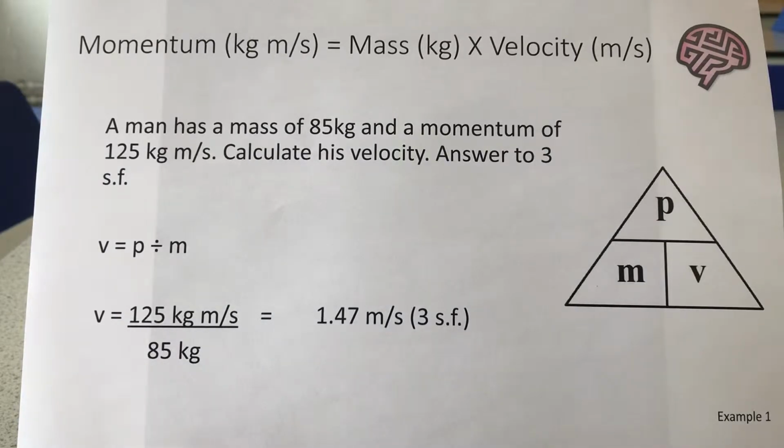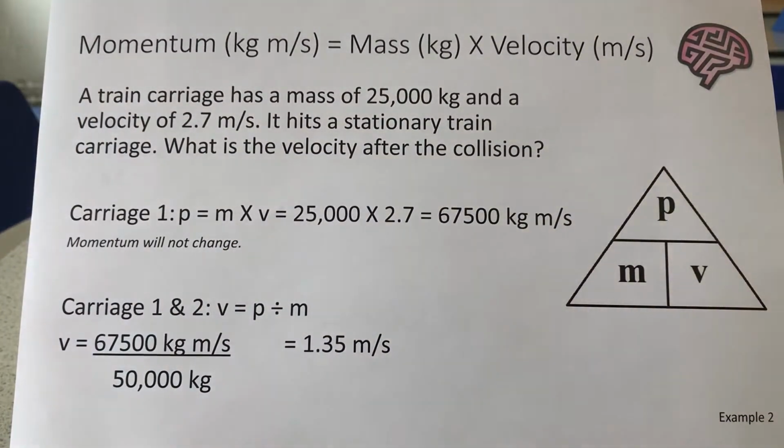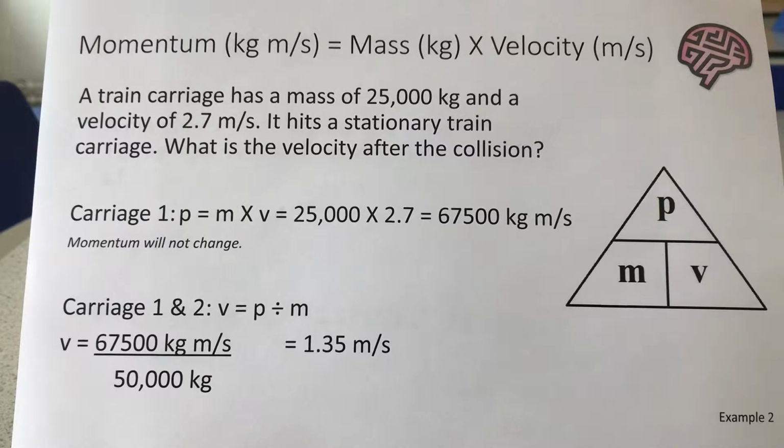So that's example one, a nice simple example to get us rearranging the equation, familiar with the momentum equation. Example 2. A train carriage has a mass of 25,000 kilograms and a velocity of 2.7 meters per second. It hits a stationary train carriage. What is the velocity after the collision? So we've got a situation where we've got one carriage on its own, and then carriage 1 joined to carriage 2. So let's just look at carriage 1.